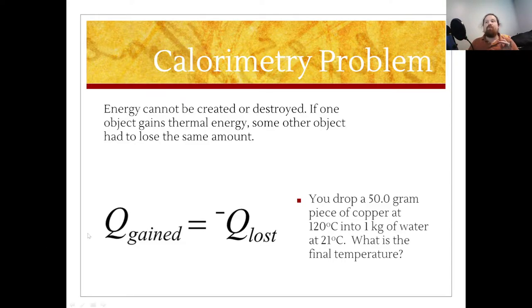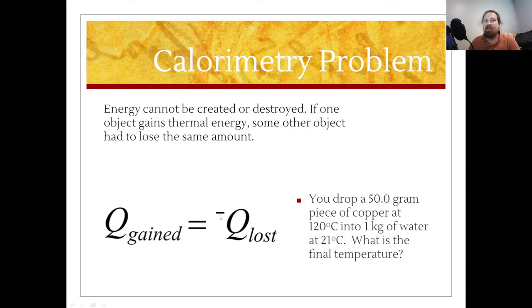Because Q gained, one object's going to heat up. It's going to have a positive Q. It has a positive temperature change. On the Q lost side, something is losing thermal energy. It's going to have a negative temperature change. Normally, if this extra negative sign was not here, you'd be setting a positive equal to a negative, and that's technically not equal. That doesn't work.